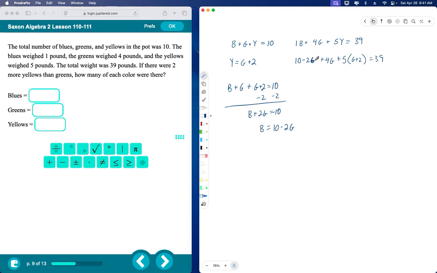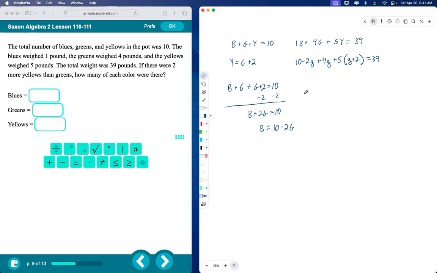I've got to write this better because it looks like a 26. Let me write that better. 10 minus 2G. That works. I'm going to do lowercase g plus 4G plus 5 times... No, wait. That's G plus 2. I already used 10. G plus 2 equals 39. All right, there we go.